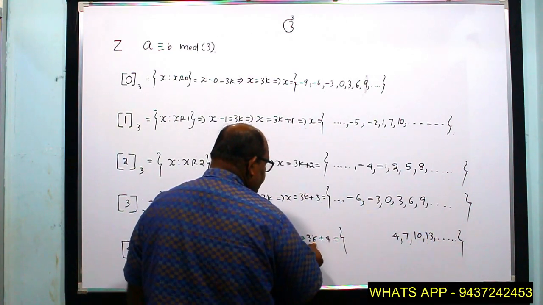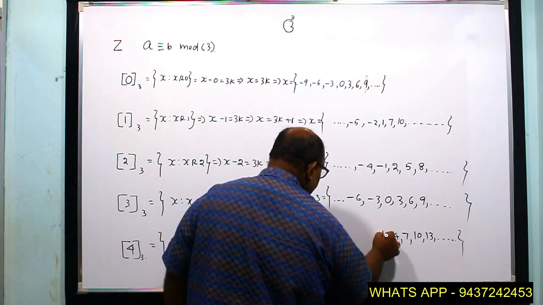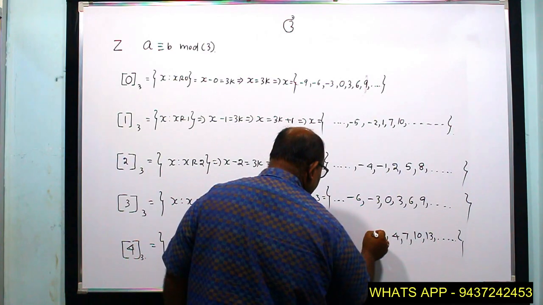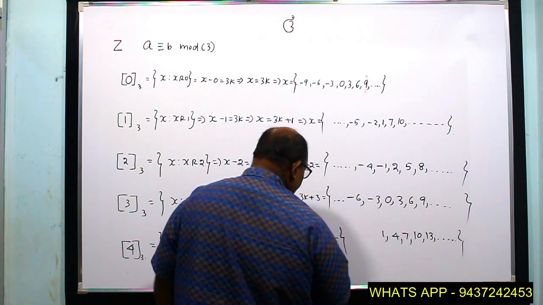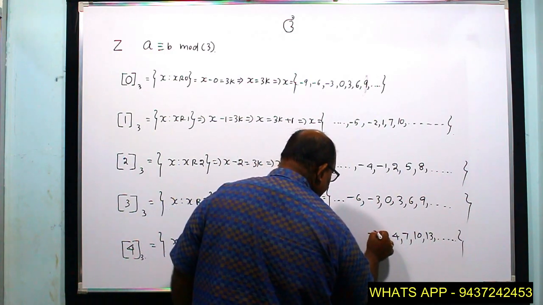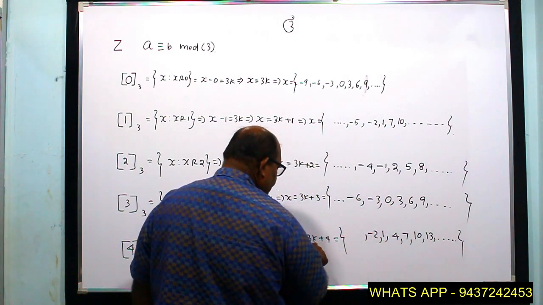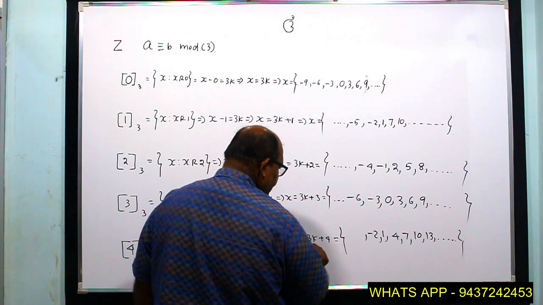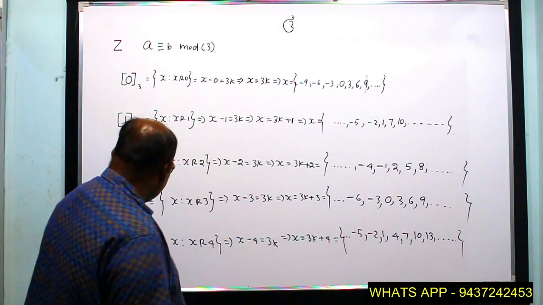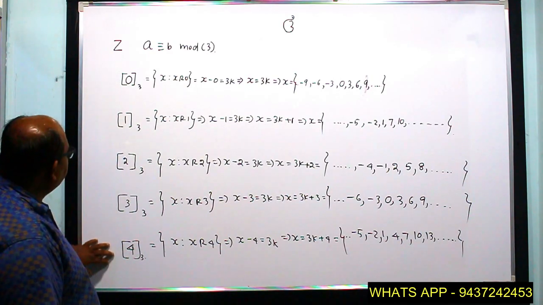Put k is equal to -1, we are getting 1. Put k is equal to -2, we are getting -6 plus 4, which is -2. Put k is equal to -3, we are getting -5. Similarly other elements. Okay, look at the equivalence classes we obtained.